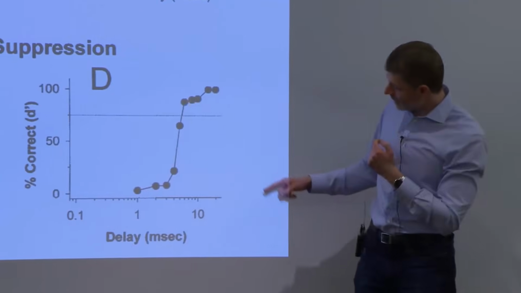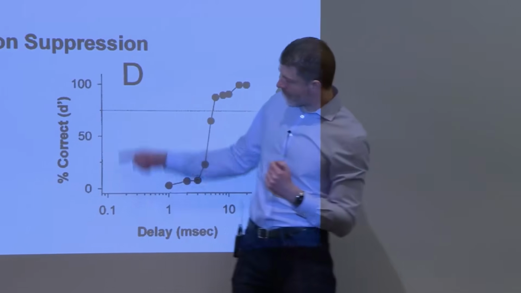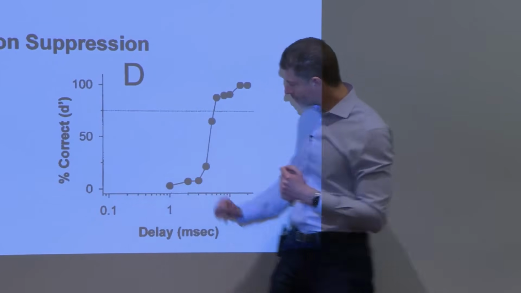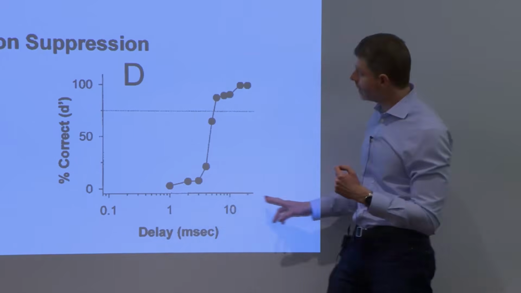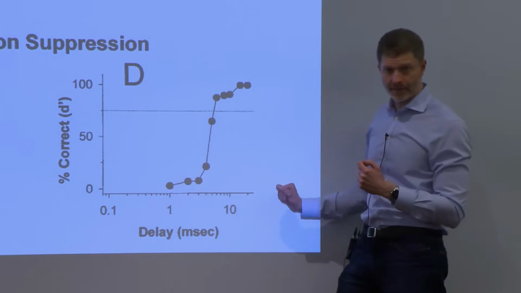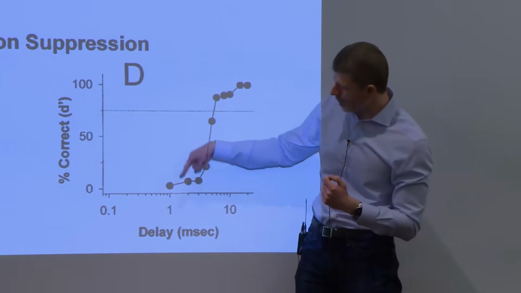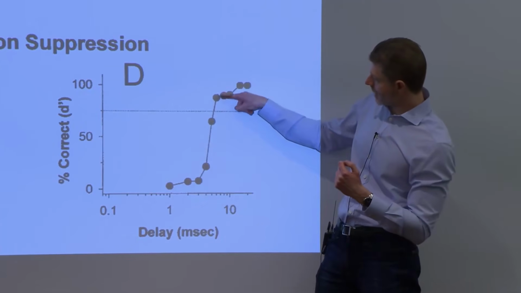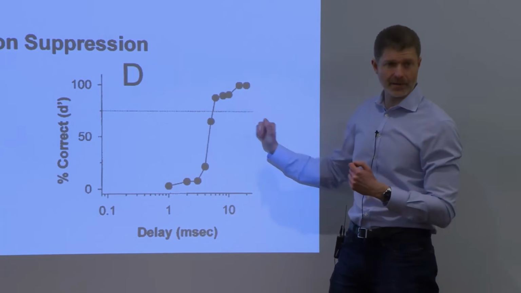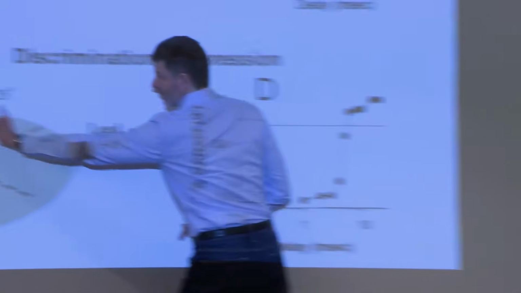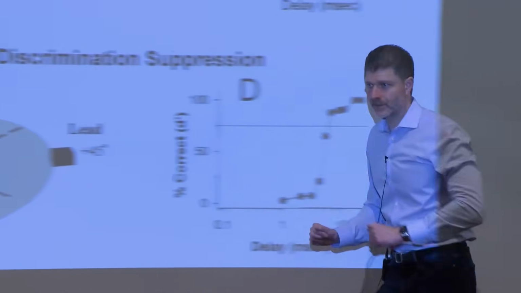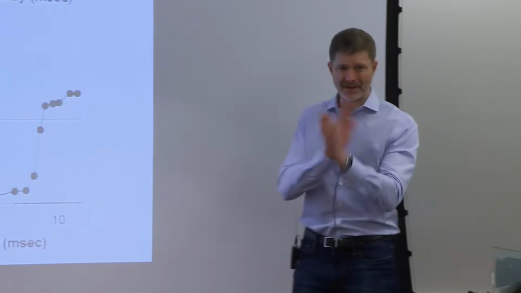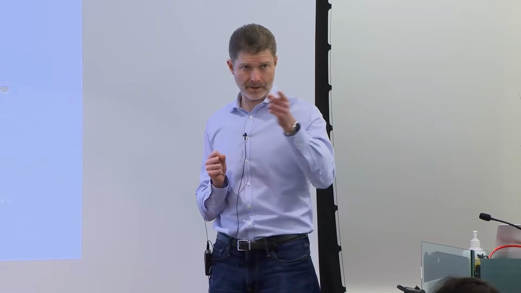And so what this graph is plotting is your performance on this task as a function of the delay between the clicks. The point is that when the delay is short, you're not able to perform this task. Once the delay gets longer, you start being able to discriminate between this location and this one. So it's as though that click is being suppressed by your auditory system, and you lose access to the location information. Question?